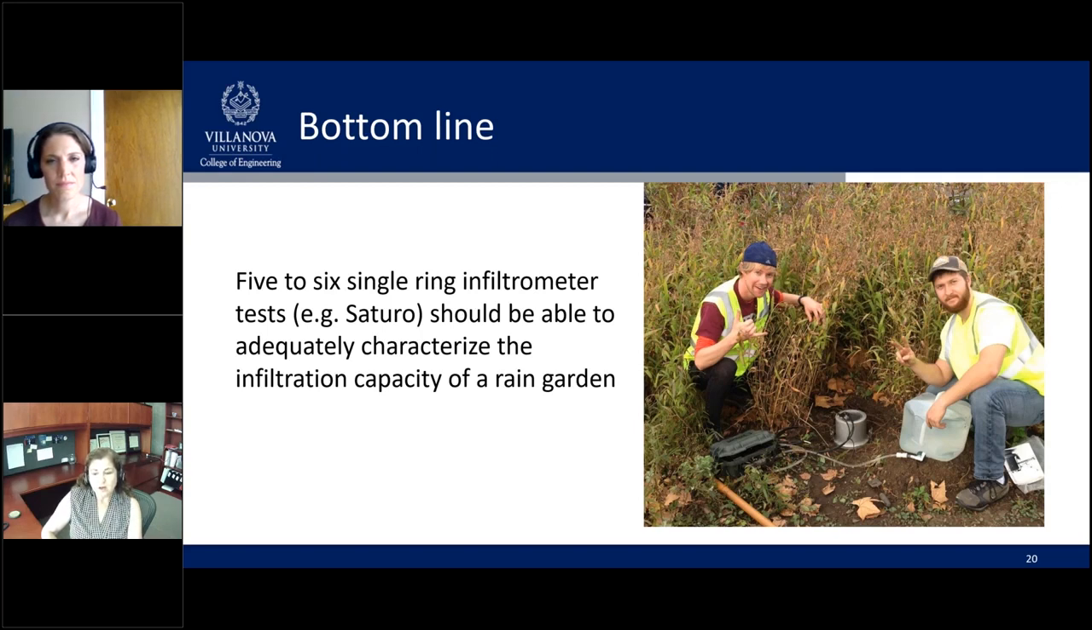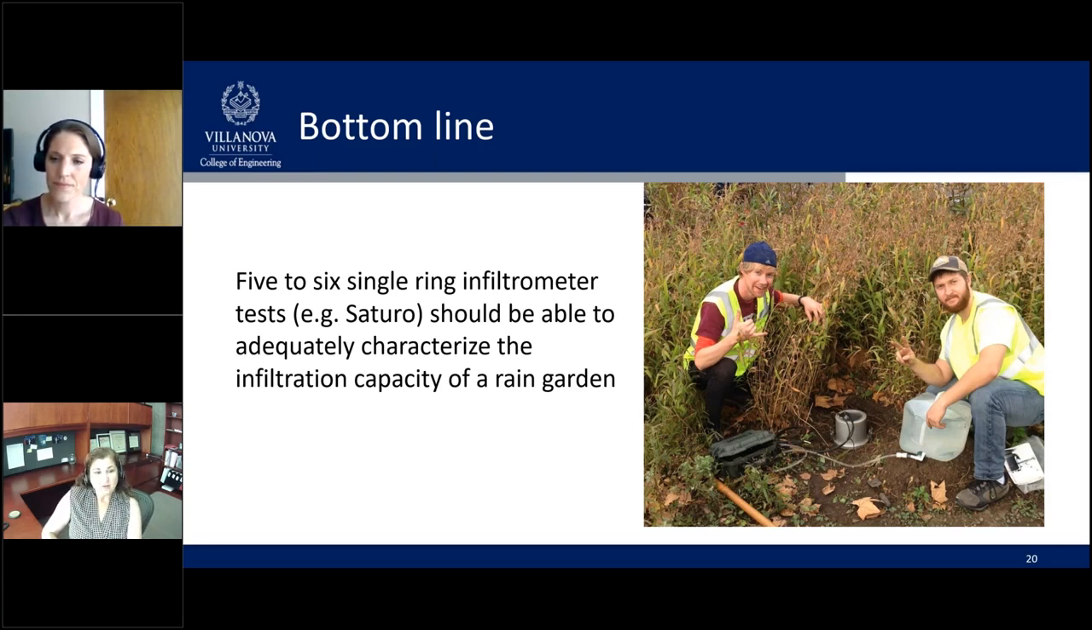The Saturo was really favored by our students because of the fact that it has the nice 5-gallon container that you can just bring out there with you. And it happens fairly quickly, and it's very automated. So it's very computationally unintensive compared to some of the other approaches that we've used.